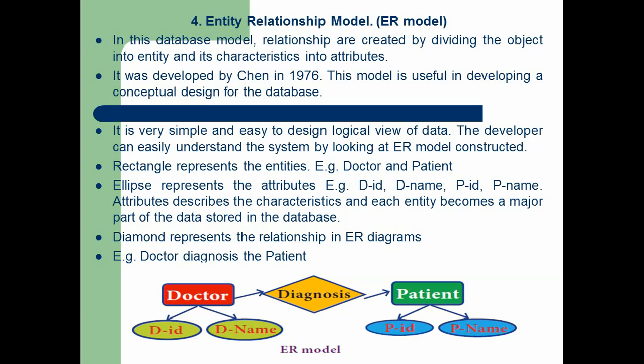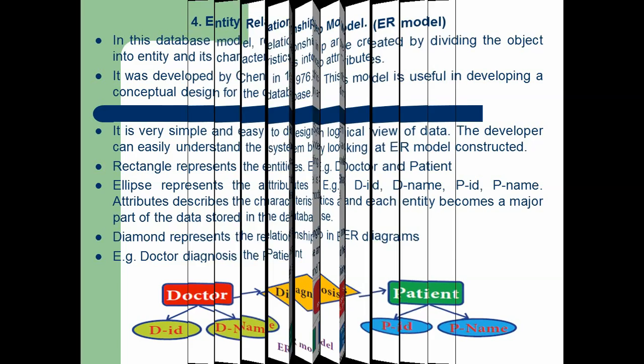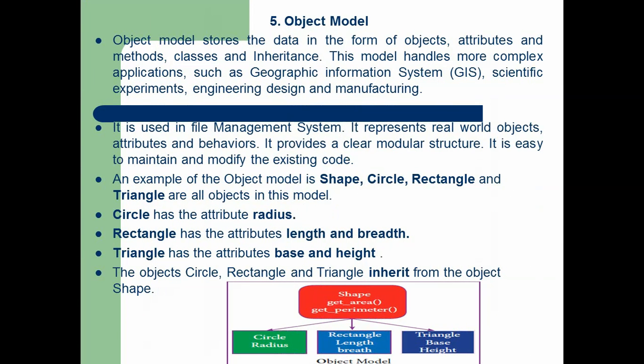Ellipses represent the attributes of an entity or table. The diamond symbol represents the relationship in an ER diagram. Now we are going to see the last model, the network model's next one, the object model. The object model stores the data in the form of objects, attributes and methods, classes and inheritance.